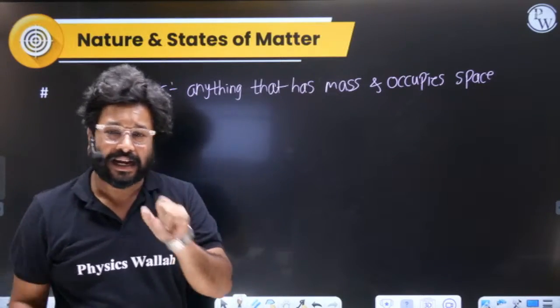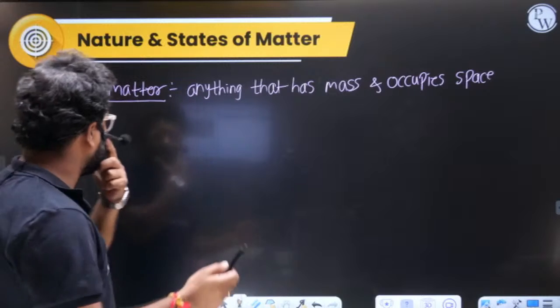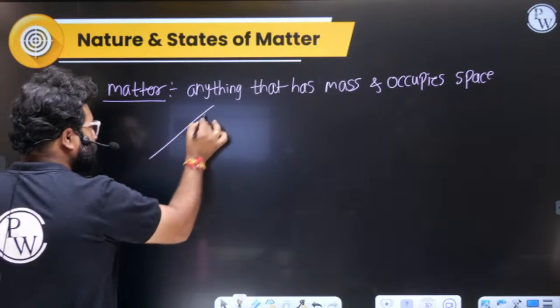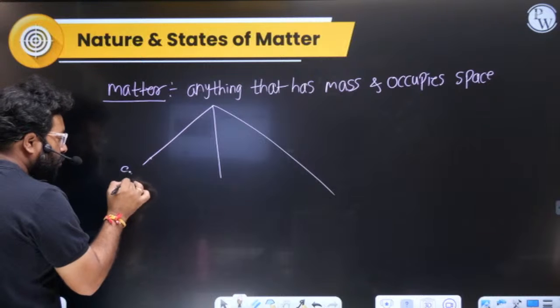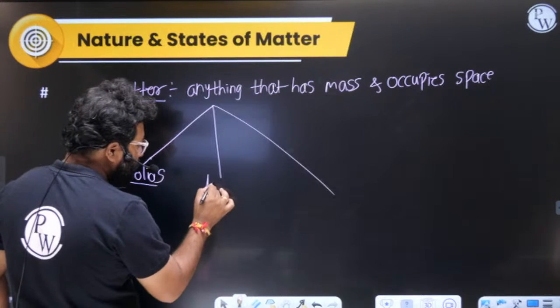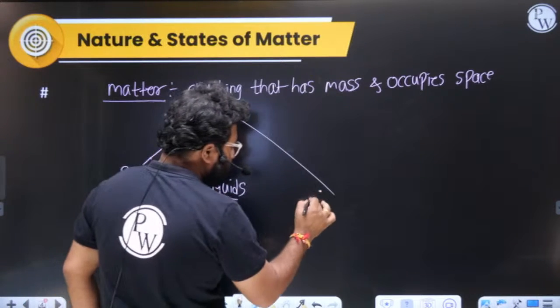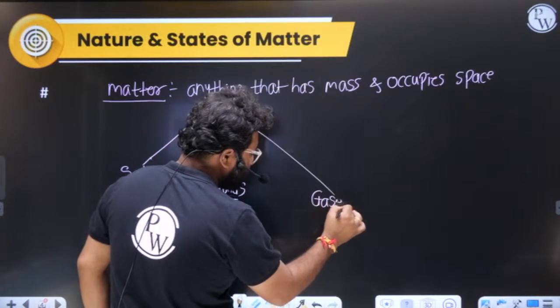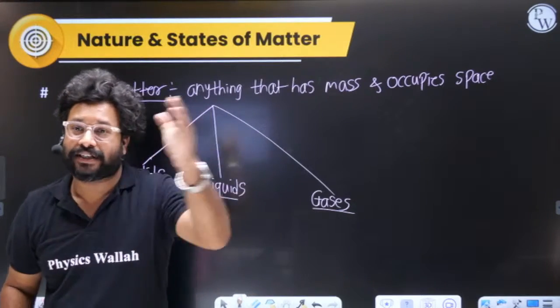Secondly, states of matter. What are some of the states of matter? You already know that matter has been classified mainly into three categories. One is solids, second one is liquids, and third one is gases. Now, what is the primary difference between solids, liquids, and gases?